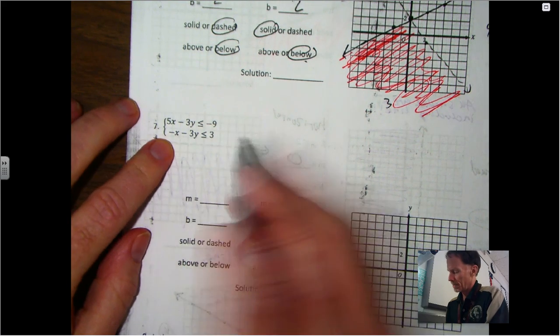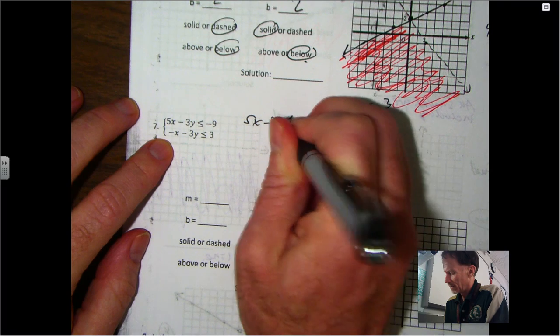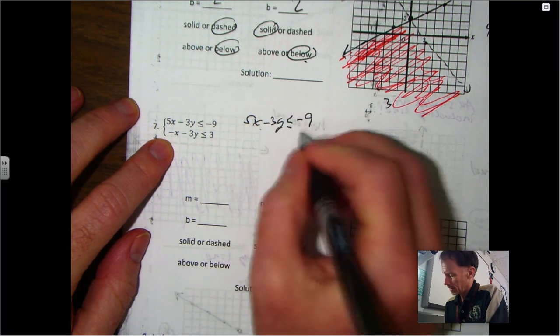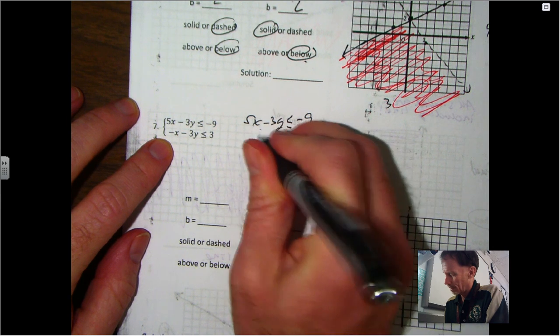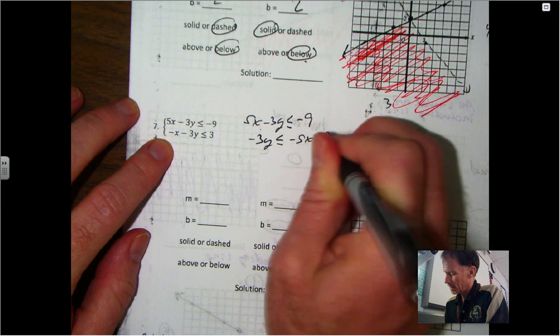Number 7. And again, we do the same thing, right? So 5x minus 3y less than or equal to negative 9. But there is an extra thing you got to remember on this. So we're still going to get y by itself. So negative 3y less than or equal to negative 5x minus 9.